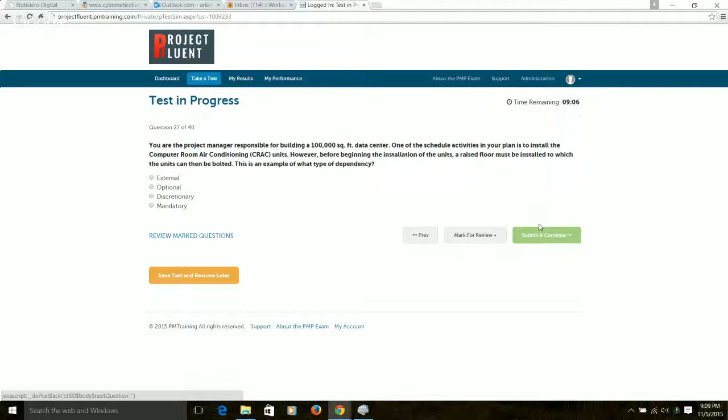Question 27. You are the project manager responsible for building a 100 square foot data center. One of the scheduled activities in your plan is to install the computer room AC units. However, before beginning the installation of the units, a raised floor must be installed to which the units can then be bolted. So this is an example of what type of dependency?